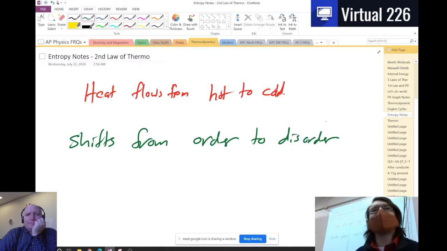As I continue to give energy to it and I heat that ice up, eventually it will go through a phase change. It will melt. When it melts, it loses that nice solid structure. It becomes a liquid. The particles are allowed to move much more freely in that liquid. That is going from order to disorder. Okay?